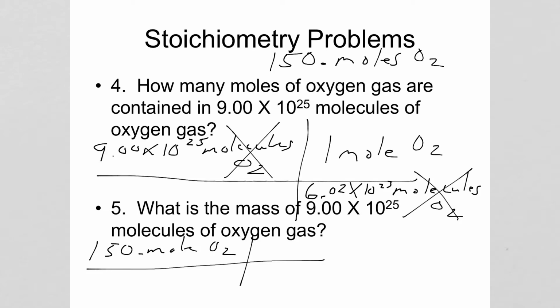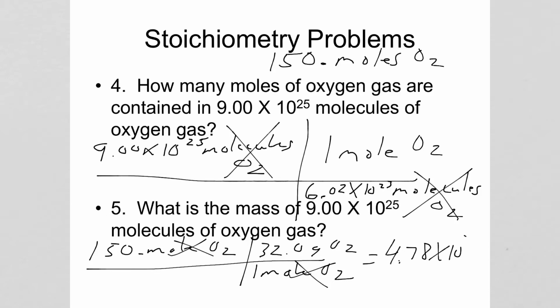So what we have to realize is that for every mole, we need to put in the molar mass of oxygen gas. So take the molar mass of oxygen twice. Well, that turns out to be 32.0 grams. So now it's a matter of multiplying 150 times 32. And we end up with 4.78 times 10 to the third grams of oxygen gas, O2.